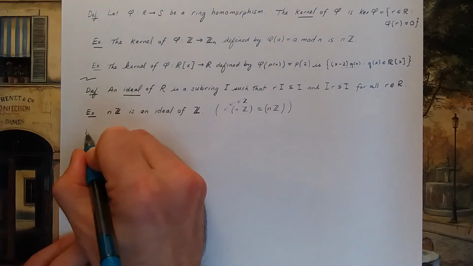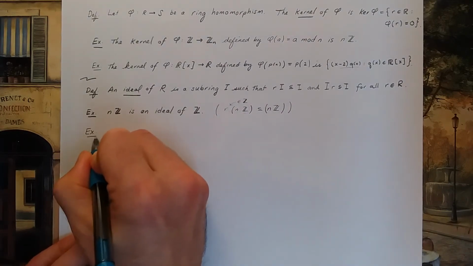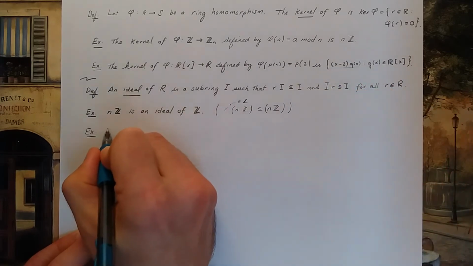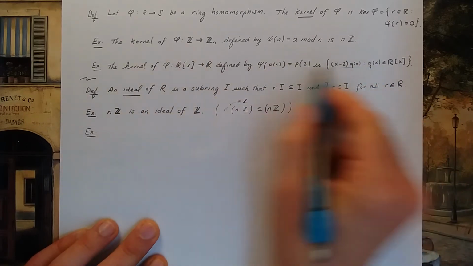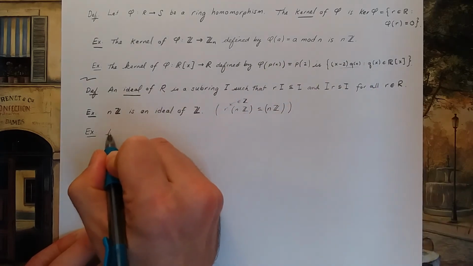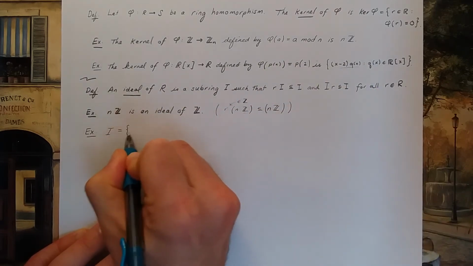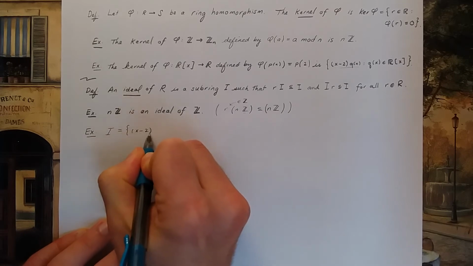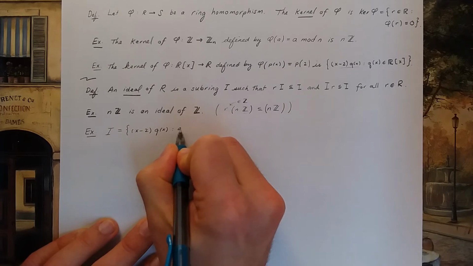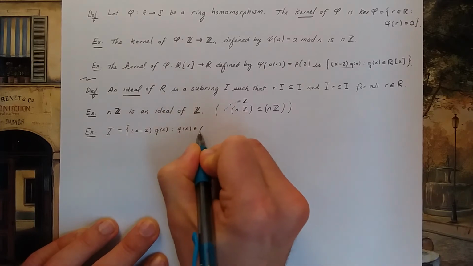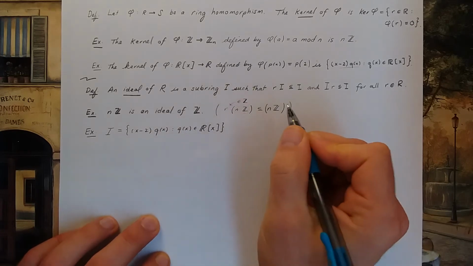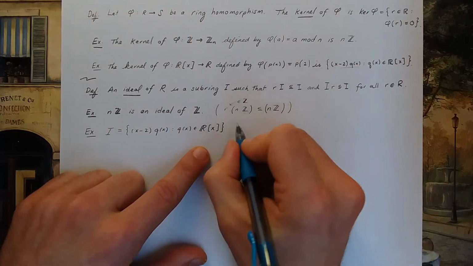Let's do another example. Well, here I have another subring. Let's look at the kernel of the evaluation homomorphism. Let's look at this set. So let's say I is everything of the form (x minus 2) q(x), where q(x) is a polynomial with real coefficients. This is an ideal.